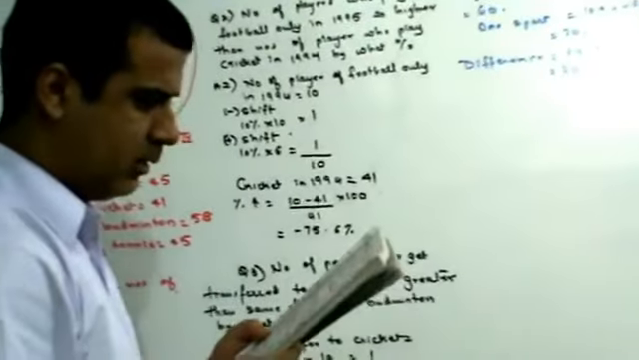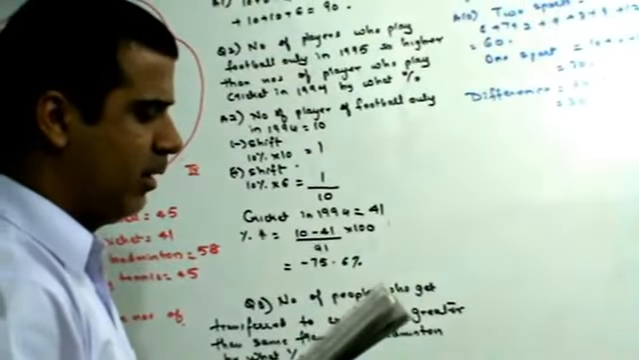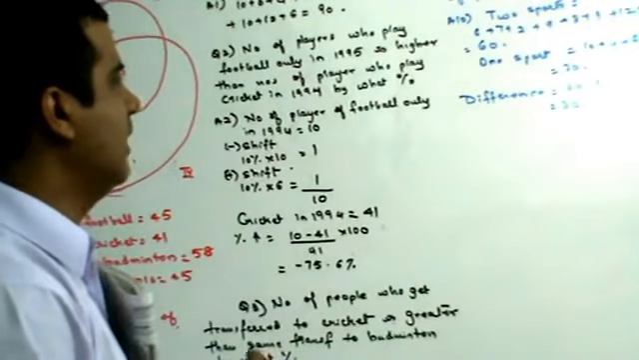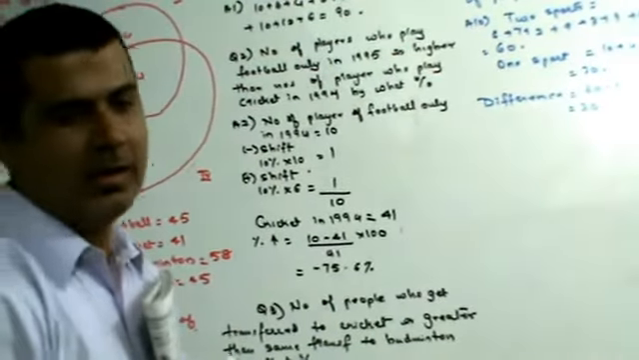So the total number of people who play 2 or more sports is lesser than the number of people who played only one sport in 1995 by 30. Right, this finishes this.